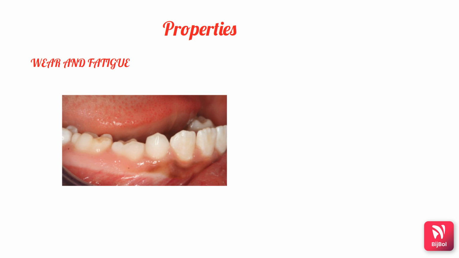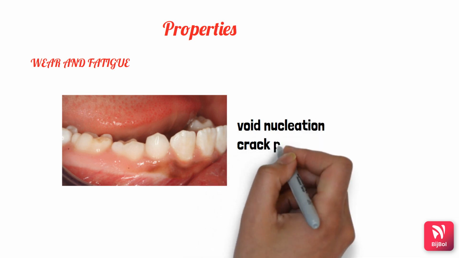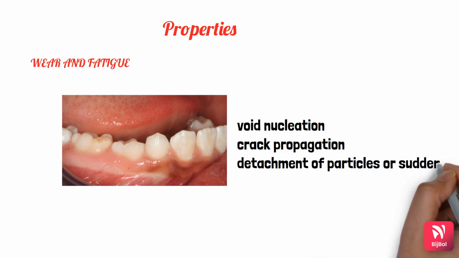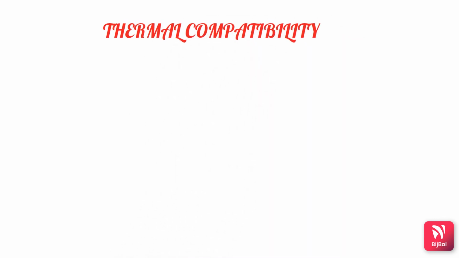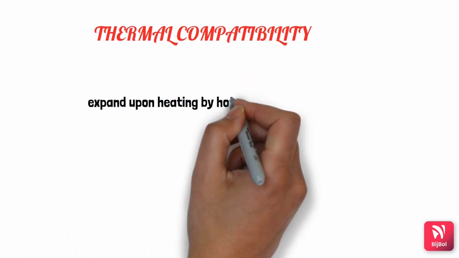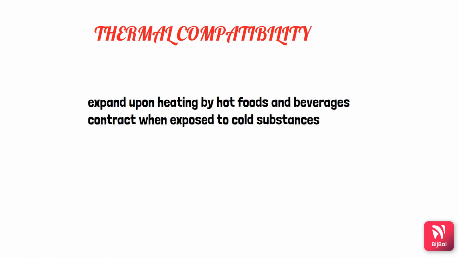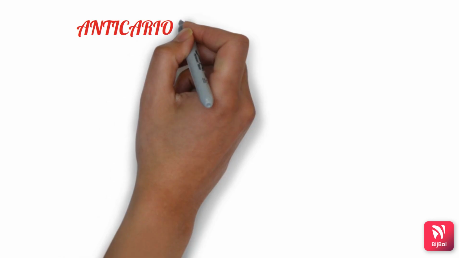So, this cyclic loading may lead to failure of the mechanisms and thus may lead to void nucleation, crack propagation, and sudden detachment of the particles from the set cement. Next, we'll see the other property, that is the thermal compatibility. If you observe the thermal compatibility, the material expands when heated by hot foods and beverages and contracts when exposed to cool substances.